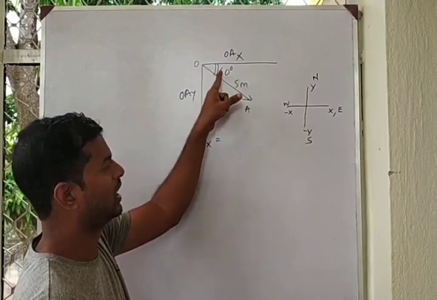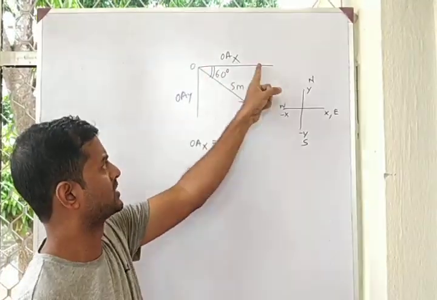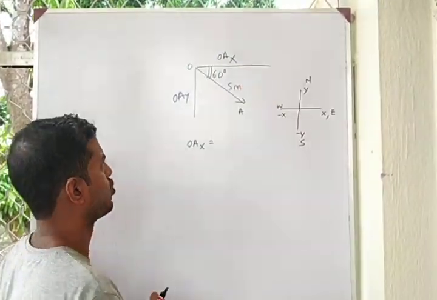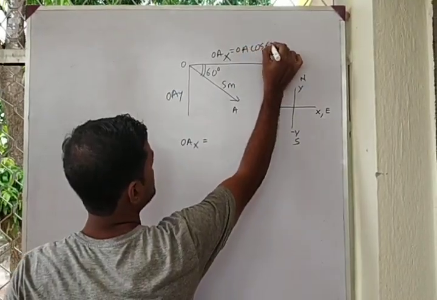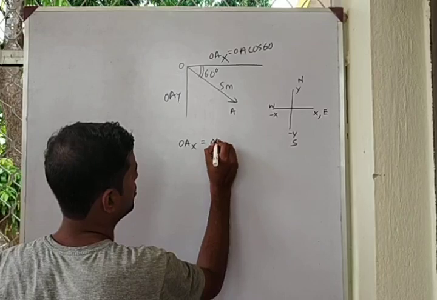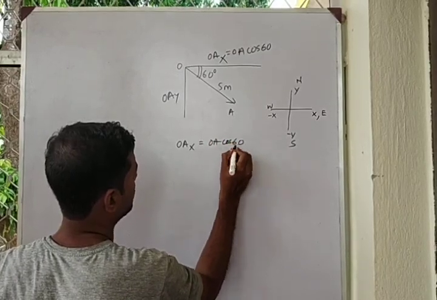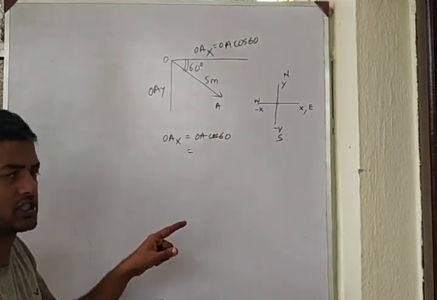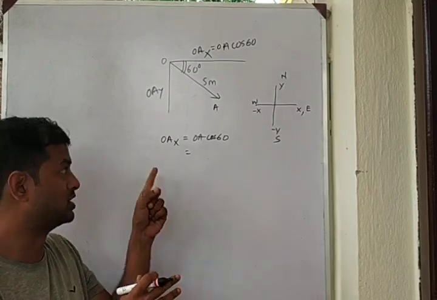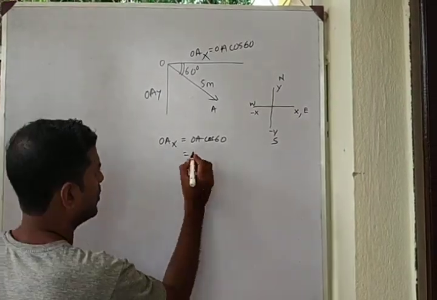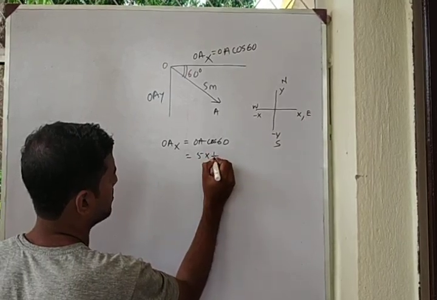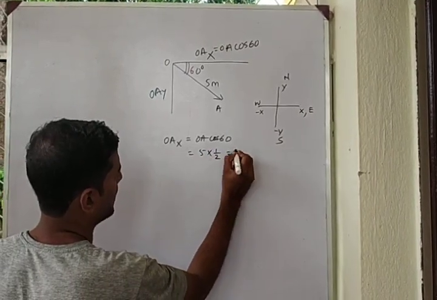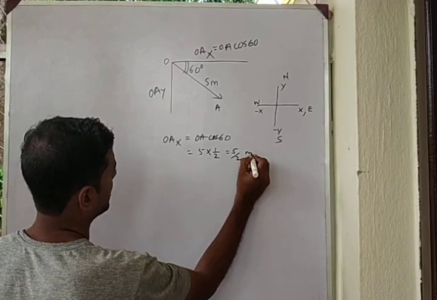The side to which the angle is attached becomes the base, and that becomes cos. So this will become OA cos 60. So OAx equal to OA cos 60. How it is coming? Just watch my video, vector 4. This is the vector 5 video. So OA cos 60. OA value is 5 into cos 60 value is 1 by 2. So this will be 5 by 2 meter.